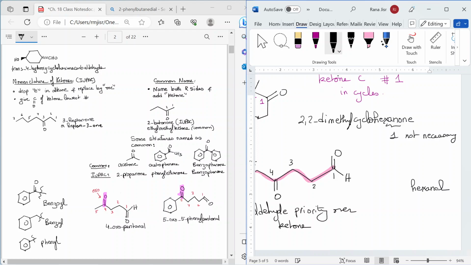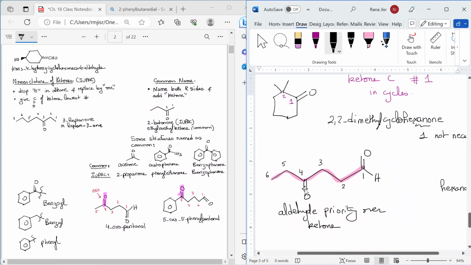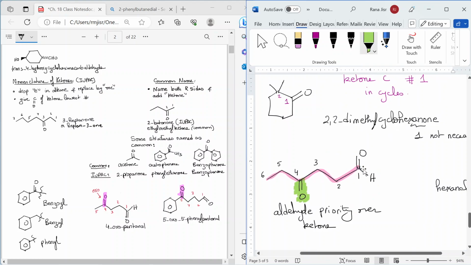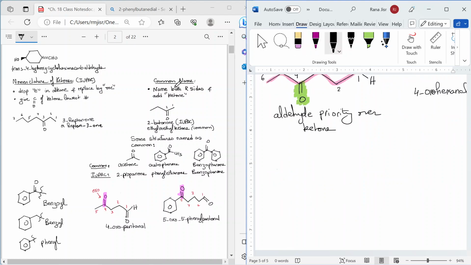And then if the carbonyl is not the parent, this is the rule over here. If the carbonyl is not the parent, then you name it as an oxo substituent. So here, the carbonyl of the ketone is not the parent. The parent name is the aldehyde. So in this case, you're going to name it as an oxo. So that is going to be 4-oxohexanal.